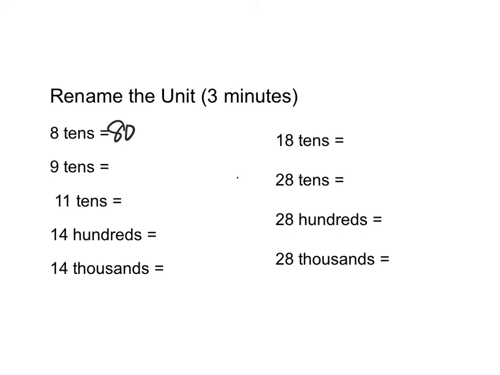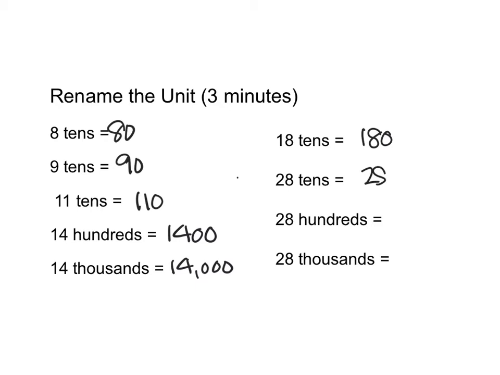9 tens, write it on your board. 90. 11 tens, write it on your board. 110. 14 hundreds, 1,400, and 14 thousands, making sure that you have your comma and enough zeros there. 18 tens, 180. 28 tens, 280. 28 hundreds, 2,800, and 28 thousands, 28,000.